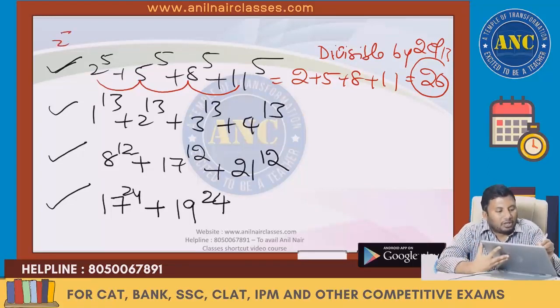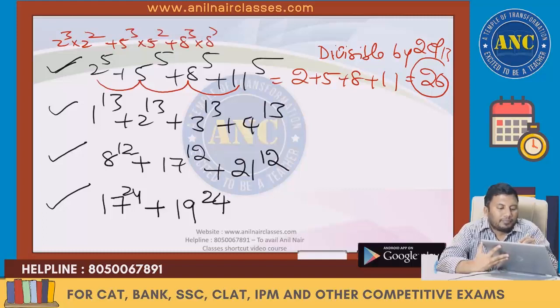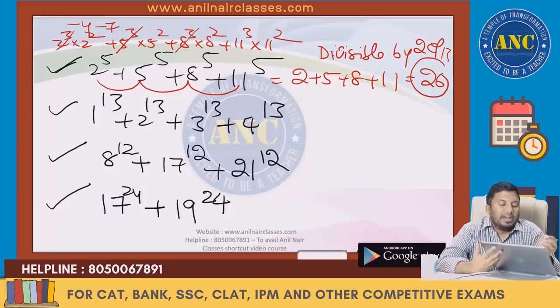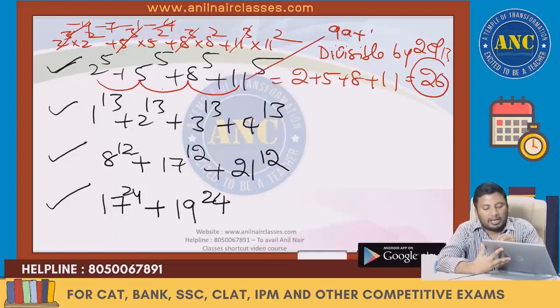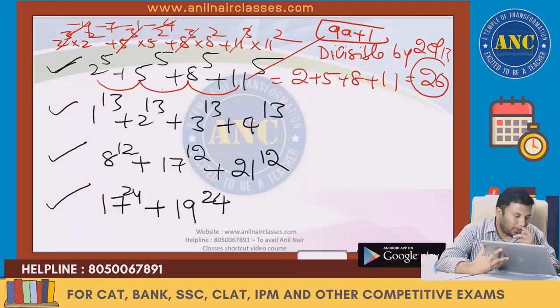2 power 5: 2 cube into 2 square, 5 cube into 5 square, 8 cube into 8 square, 11 cube into 11 square. 8 minus 1 minus 4, 125, 8 minus 1, 25 is 7, minus 7. 8 cube minus 1, 64 minus 1, 11 cube minus 1, 121, 4. Minus 8 means plus 1. This answer when divided by 9 gives a remainder 1. I hope it is clear.